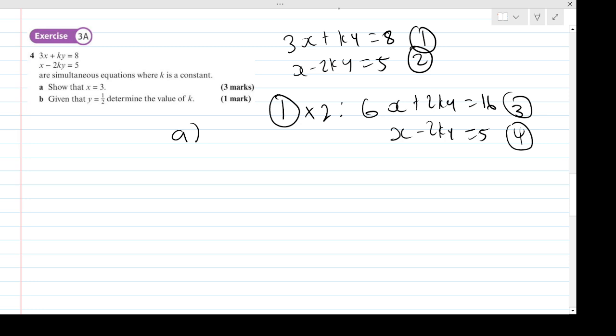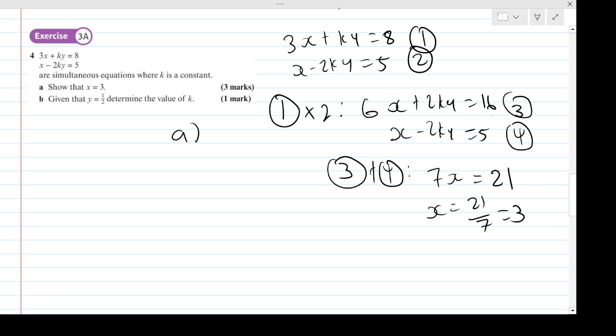So that's equation 3 and 4 now. We now have 2ky, the same number of y, which means I can simply get rid of them. How am I going to do that? Well, I can just add both equations, because I have plus 2ky here and minus 2ky there. So if I add 3 and 4, then 6x add x is 7x, and 2ky take away 2ky is 0. That's equal to 16 add 5, which is 21. Therefore x is 21 over 7, which is 3. There we are. Great.